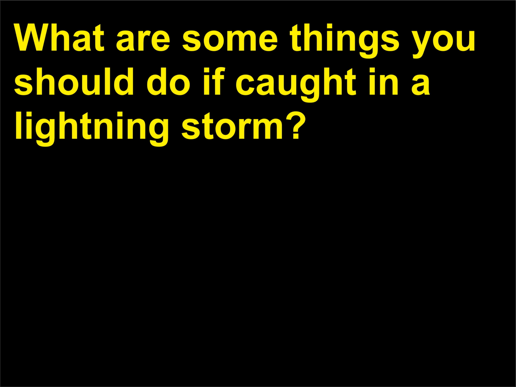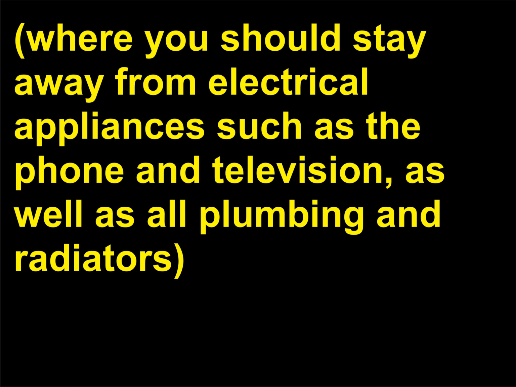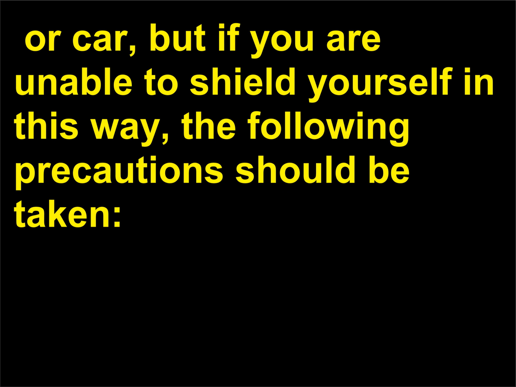What are some things you should do if caught in a lightning storm? The safest place to be during an electrical storm is inside a building, where you should stay away from electrical appliances such as the phone and television, as well as all plumbing and radiators. Or a car. But if you are unable to shield yourself in this way, the following precautions should be taken.